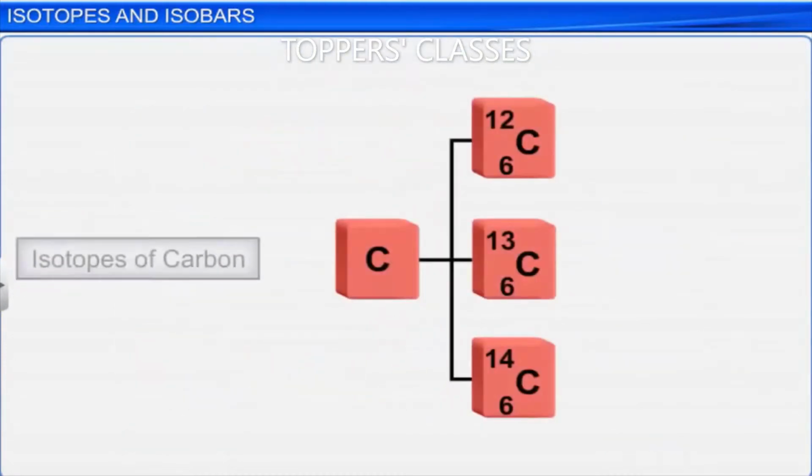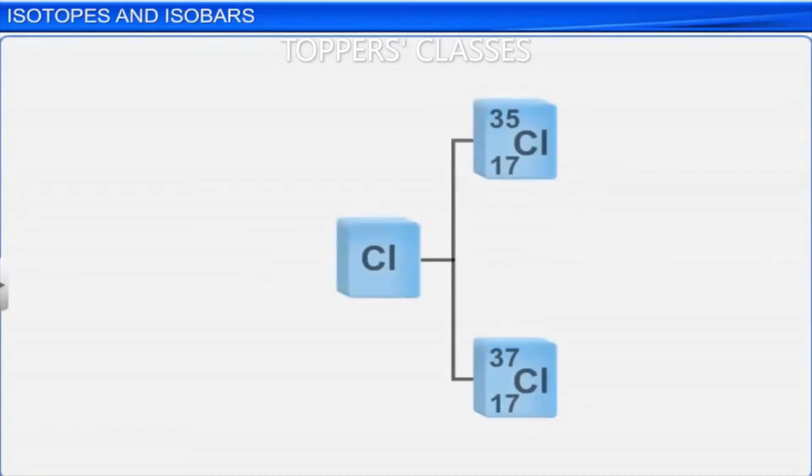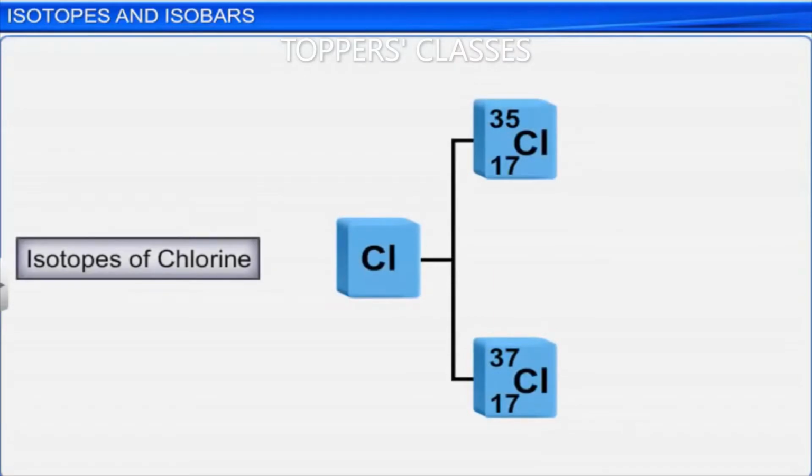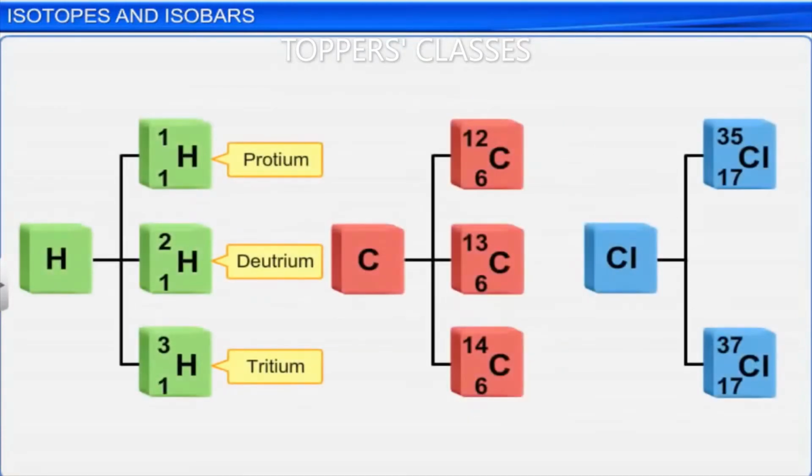Carbon has three isotopes with mass numbers 12, 13, and 14 respectively. Similarly, chlorine, atomic number 17, has two isotopes with mass numbers 35 and 37. Isotopes of the elements other than hydrogen do not have special names. They are represented by simply indicating the mass number on the element's symbol.